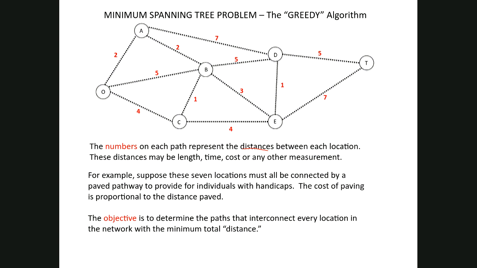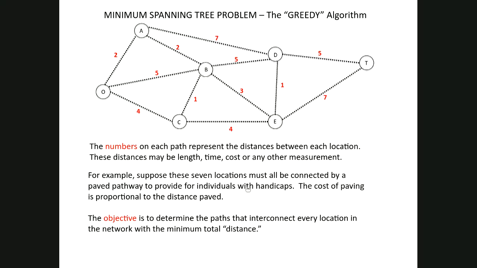Now the particulars of this problem: let's just hypothetically assume that this is our campus, and location O is plant operations, location T is the Southeast Georgia Conference Center, and then there are various locations in between. Maybe this is the Student Activity Center, the Campus Center, Academic Commons North, Academic Commons South, and the library.